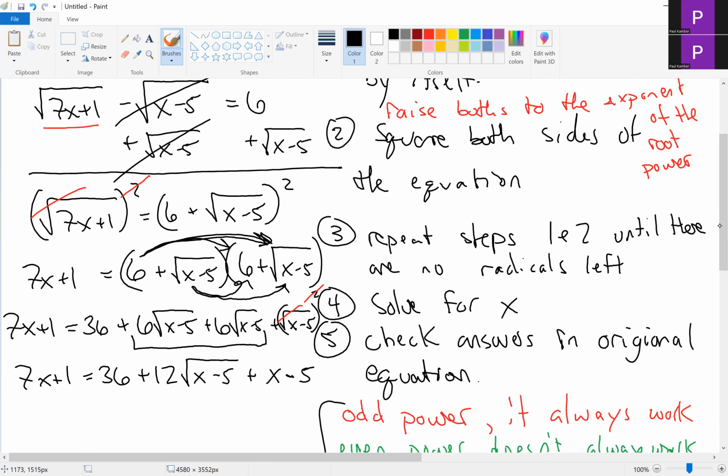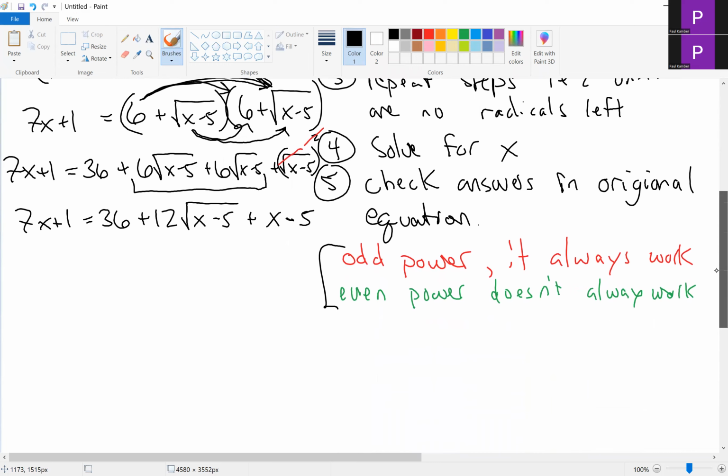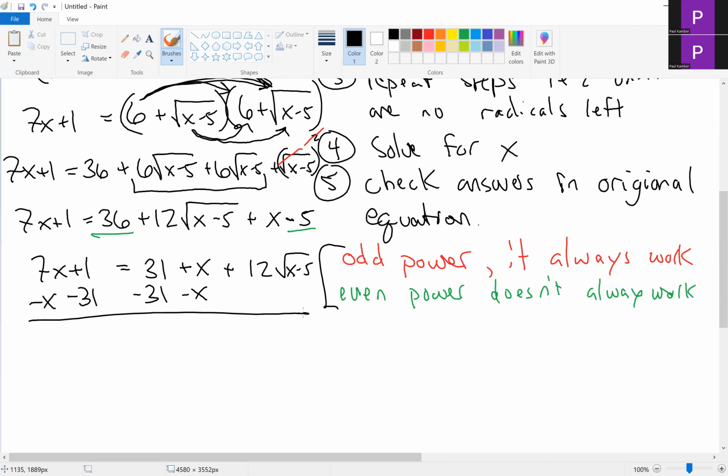Well, if there's a square root, we've got to repeat steps 1 and 2, which means we have to get that square root by itself. We can combine some like terms, though. We can take 36 minus 5 if we want to. Let's do that first, and then we'll take care of everything else. So 36 minus 5 is 31, and then we have plus x plus 12 square roots of x minus 5. To get the square root of x minus 5 by itself, we need to subtract 31 and subtract x. And just be sure when you're doing the subtraction, line up the like terms so you don't make any mistakes there.